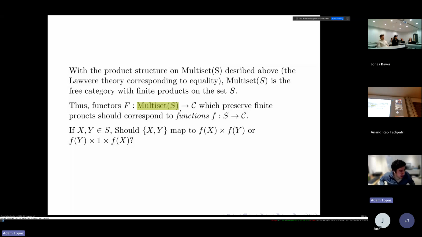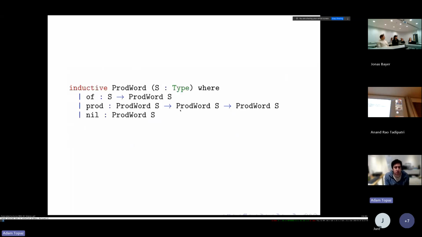So instead of working with the collection of multisets generated by a set of sorts S, it turns out to be much more convenient to do something a little bit different. Namely, and now I'm going to start moving a little bit more towards the formalization part of this lecture, instead of working with multisets, I'm going to work with this inductive type.